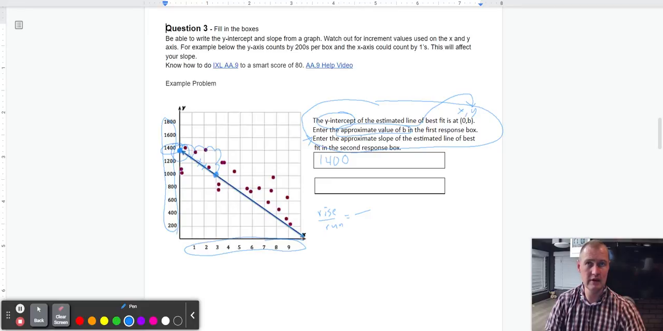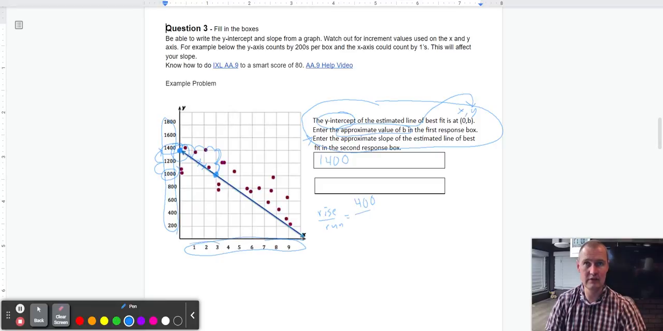So instead of counting up 1 and 2, starting at 1,000 and counting up from 1,000 to 1,400, we actually rose by 400. So one more time, counting it by 200 plus 200 is 400. So the rise is 400, not 2.